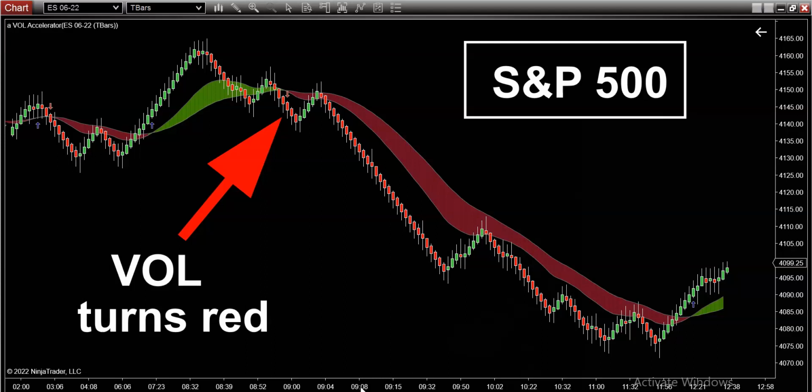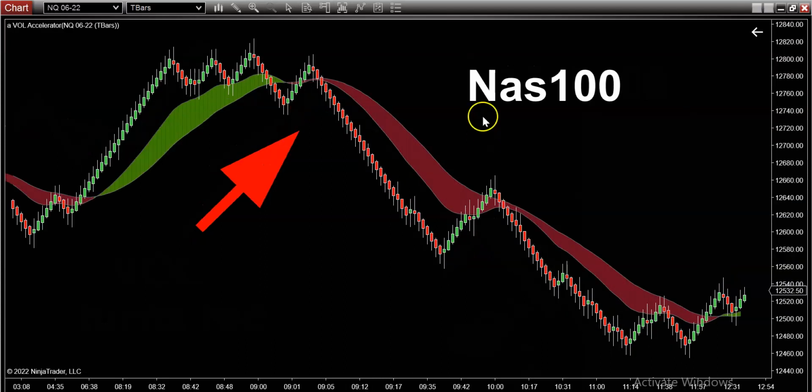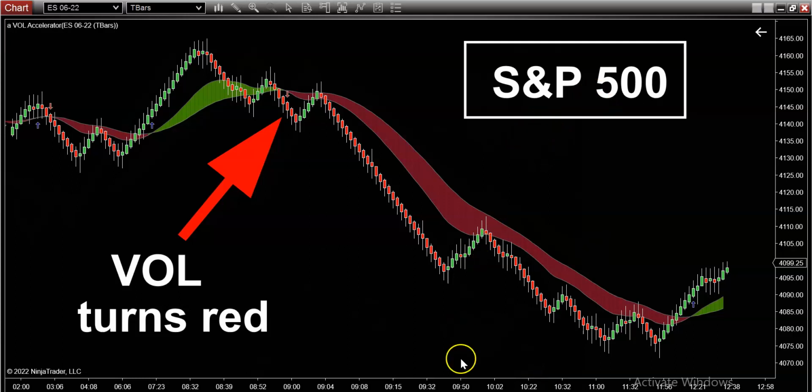What you're seeing on the screen right now is a chart of the S&P 500. This is the global benchmark, but I've also got the NAS queued up for all you NASDAQ lovers. I'm going to come back to the NAS in just a few seconds because it was incredible today. But we are going to kick things off with the S&P 500, folks.